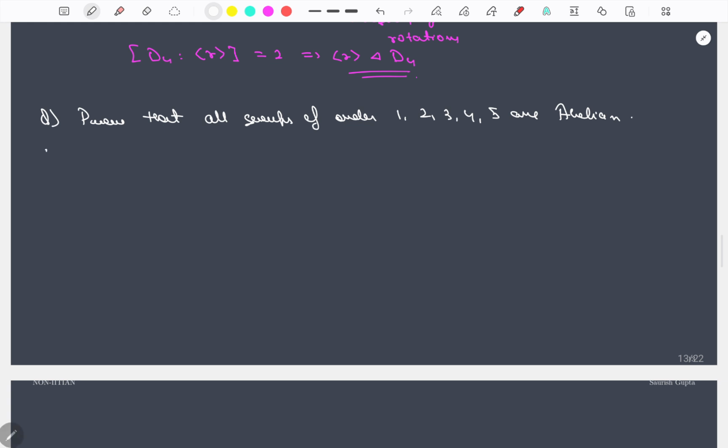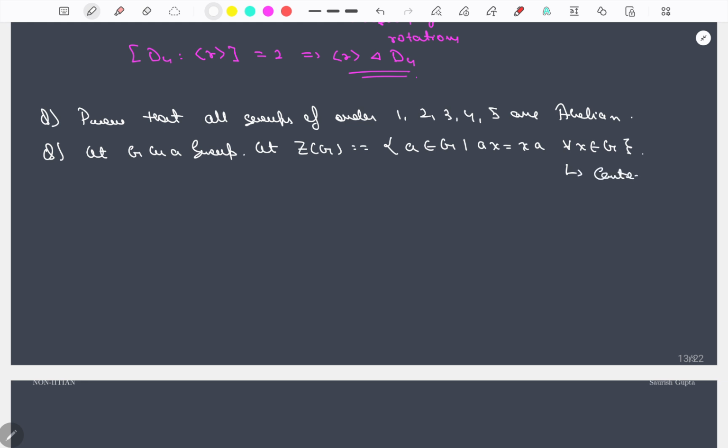Okay, a very brief exercise again. So let G be a group. Let Z(G) be defined as the collection of all those elements a in G such that a commutes with every element x in G. So a commutes with every element in G. So clearly if G is abelian, then Z(G) is exactly equal to G. It's called the center of G.